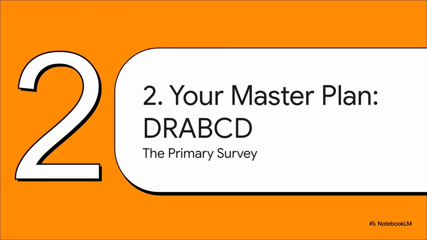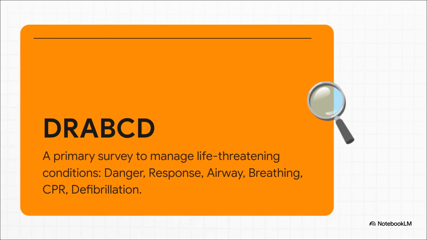Okay, now for the good stuff. This is your master plan, your go-to checklist for any unresponsive person. It's an acronym, DRABCD. And honestly, this is the most powerful tool in your first aid toolkit. It takes all the guesswork out of it and just gives you a clear road to follow. So, what on earth does DRABCD stand for? Well, it's just a simple way to remember the really life-threatening stuff you need to check and in what order. So we've got danger, response, airway, breathing, CPR, and defibrillation. Let's tick off the first few right now.